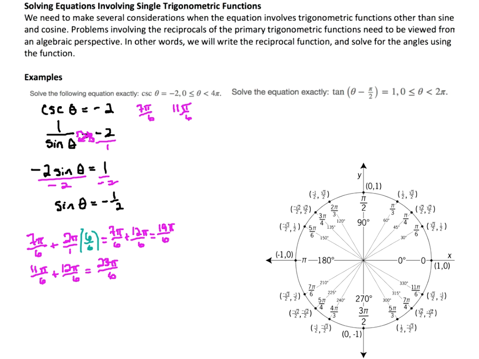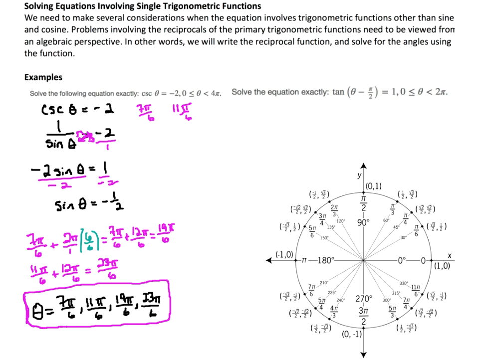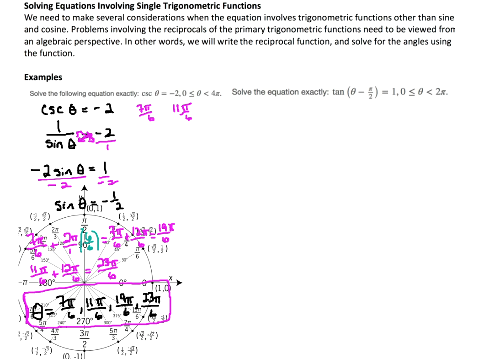Okay, so I have 4 solutions between 0 and 4 pi for this equation. So theta is equal to 7 pi over 6, 11 pi over 6, 19 pi over 6, and 23 pi over 6. There are my 4 solutions. Okay, now I'm just going to move the unit circle over here so I have room to work on the other side.